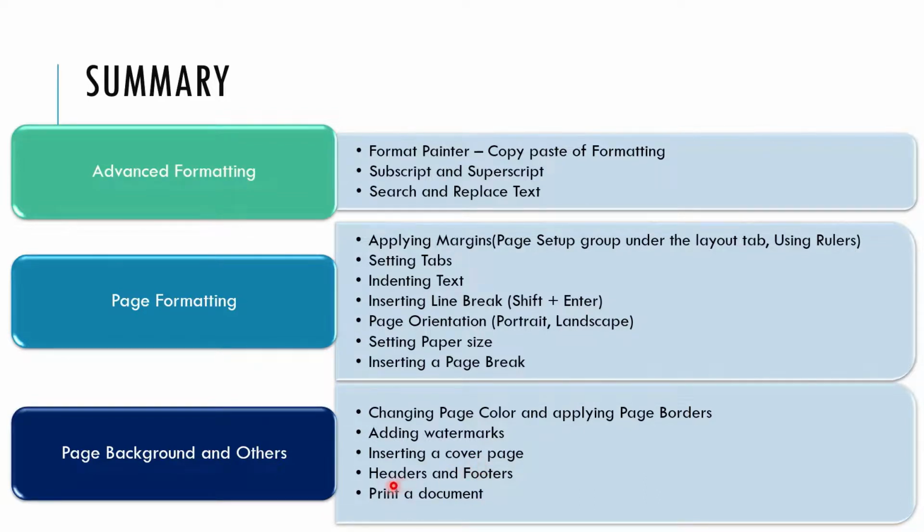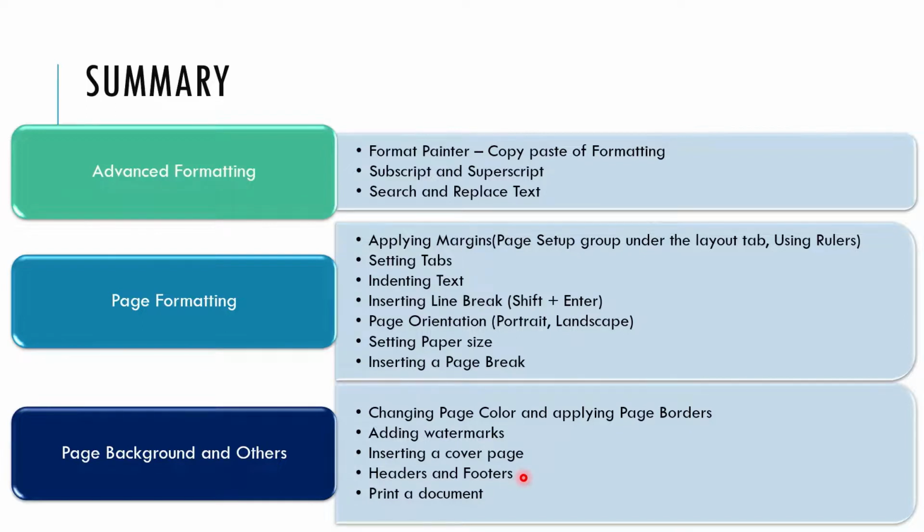Then we talked about headers and footers. A header is basically the text which is printed at the top of each page, and the footer is the text which is printed at the bottom of each page. They usually give additional information such as document name, chapter name, page number, or date. We also saw how we can insert page number or date in headers and footers.